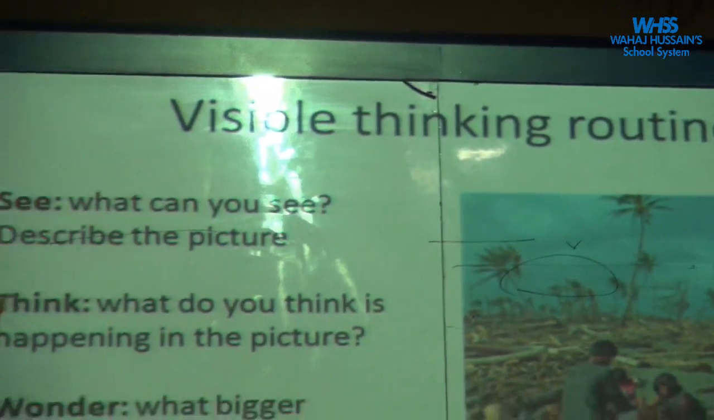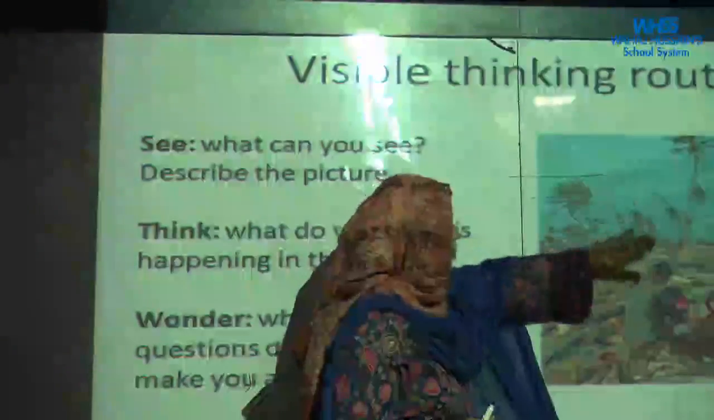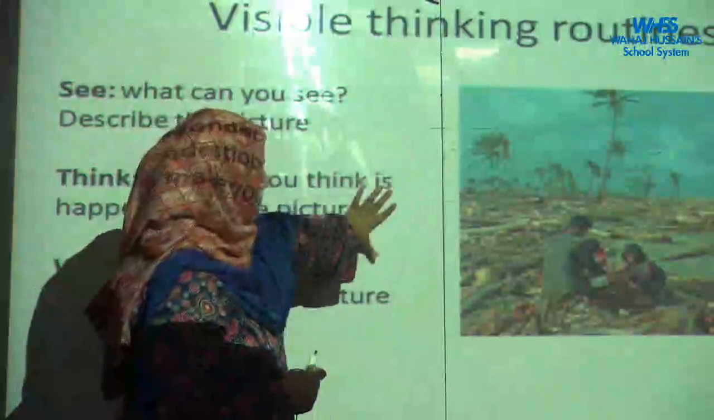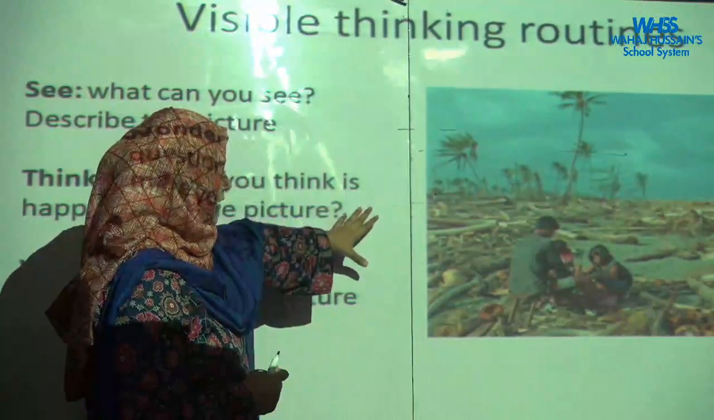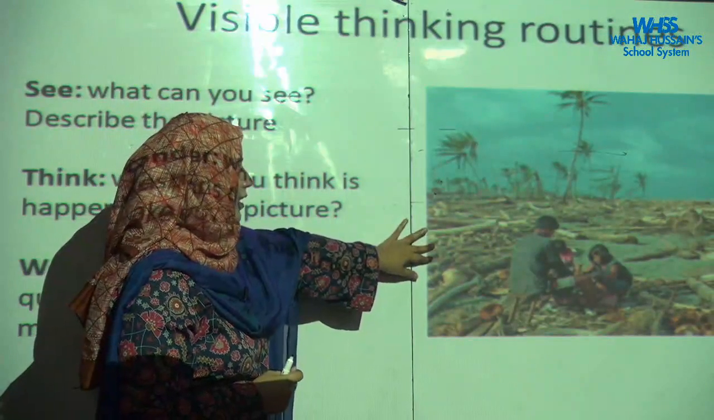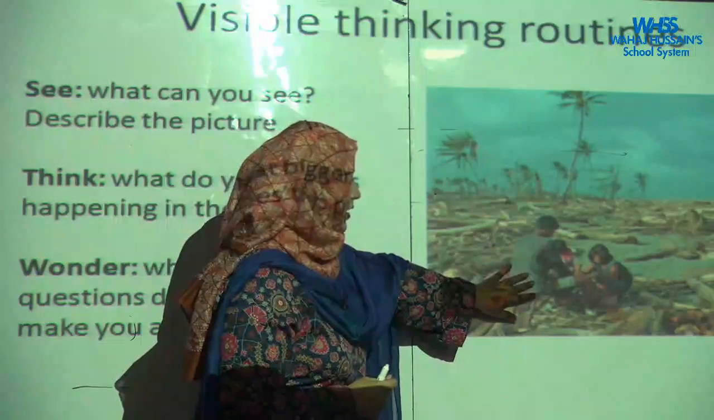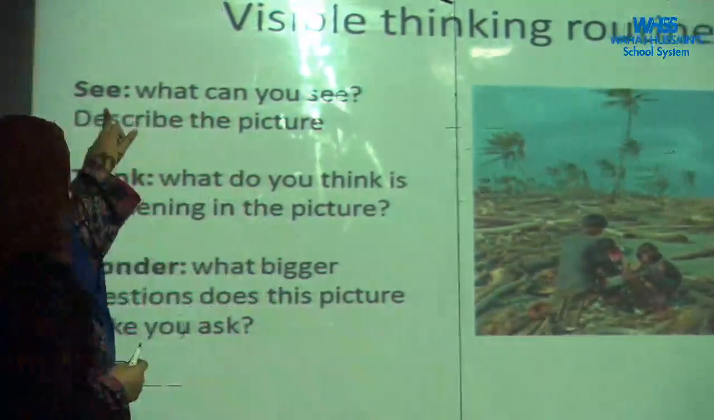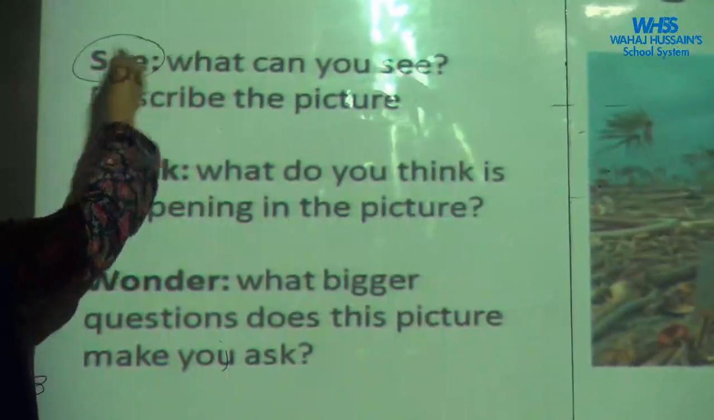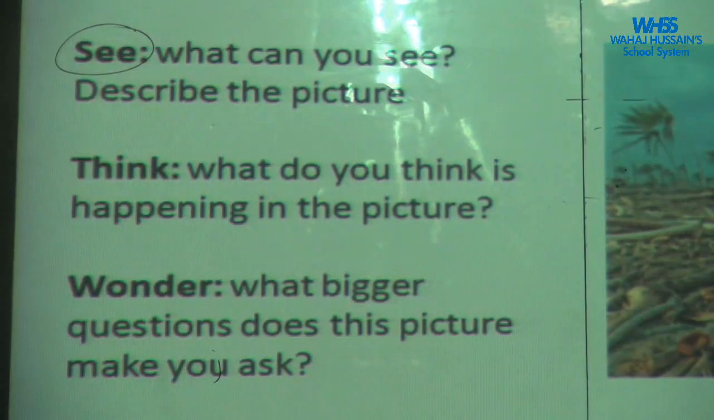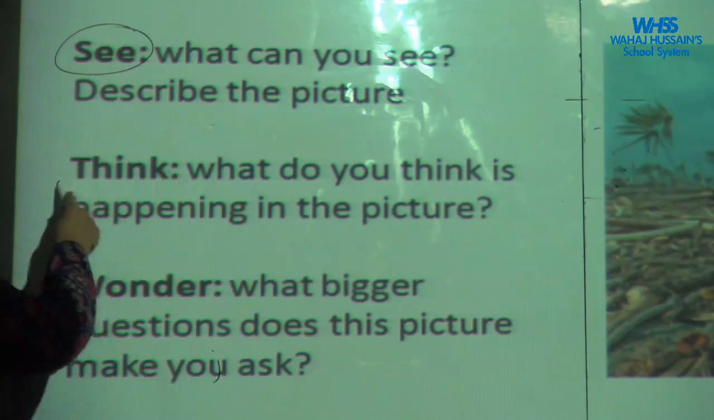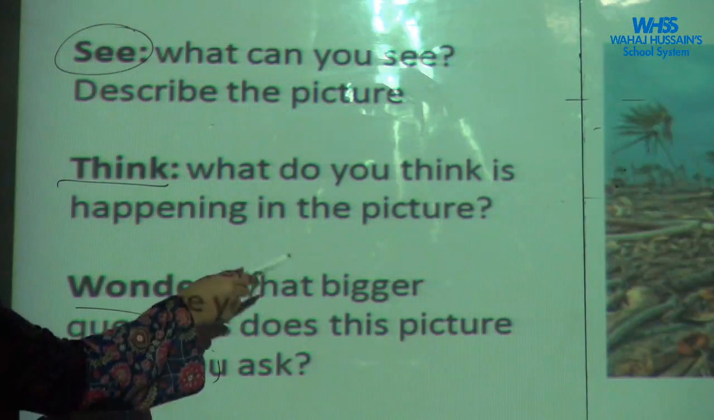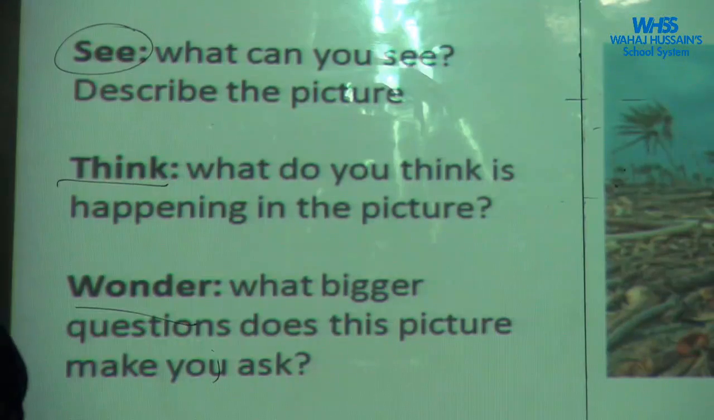So over here, what do we see in this picture? You see there is a big piece of land that has been devastated, destroyed, and here is this father and his two children sitting over here. What has happened over here? See. What can you see? Describe the picture. Think. What do you think is happening in the picture? Wonder, what bigger questions does this picture make you ask?